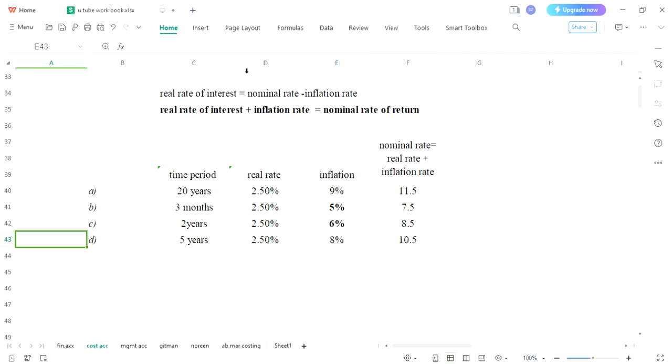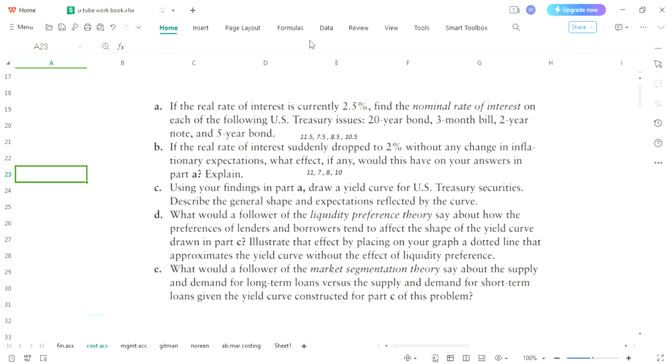Let's mark it as it has been done. So this was your A part. Now let's see what B part is saying. If real rate of interest suddenly dropped to 2%, original rate was 2.5 and now it is 2%, without any change in inflationary expectations, what effect, if any, would this have on your answers in part A? Just by changing your real rate of interest from 2.5 to 2.